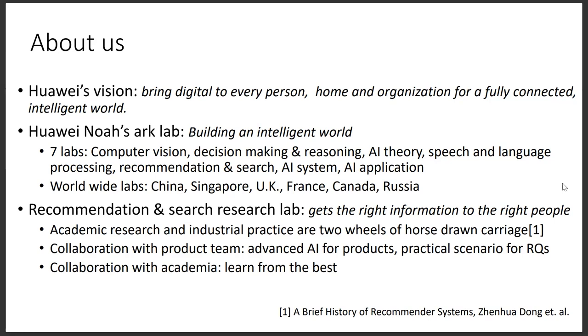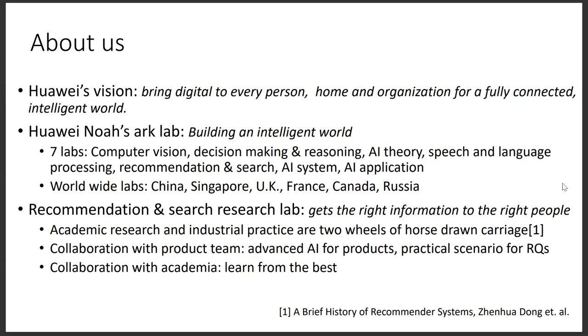As we know, AI has many directions. So we have 7 sub-labs: computer vision lab, decision making and reasoning lab, AI theory lab, NLP lab, recommendation and search lab, AI system lab, and AI application lab. The locations of our labs are all over the world, including China, Singapore, UK, and so on. We come from the recommendation and search lab. The goal of our lab is to get the right information to the right people.